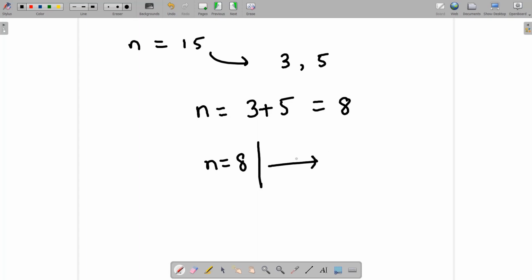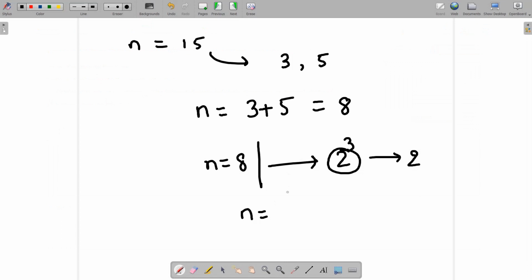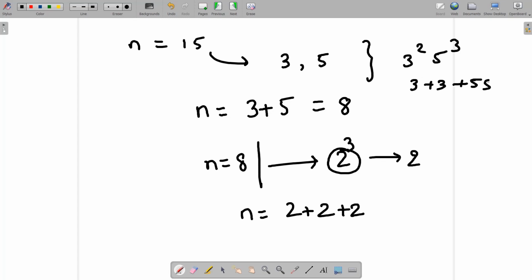Now you need to find the prime factors of n, which is going to be 2 power 3, and the prime factor is only 2. So you need to replace n with the sum of its prime factors, which is 2 plus 2 plus 2. Note that you also need to consider the duplicate prime factors. Like suppose it is 3 square and 5 power 3, then you need to consider 3 plus 3, and you also need to consider 5 plus 5 plus 5. You need to consider all these.